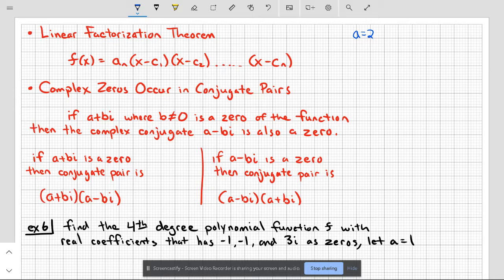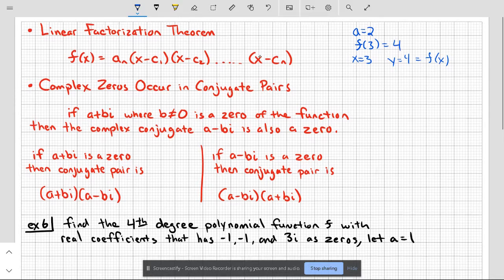Another way they'll give it to you, let's say they say f of 3 is equal to 4. So here your x value will be 3 and your y will be 4. But remember, y is also known as f of x. So you would substitute in every x a 3, and for f of x, you would substitute a 4. And then you would solve for a. Once you find a, you would substitute it back, without the x and the y, and then you have your function.